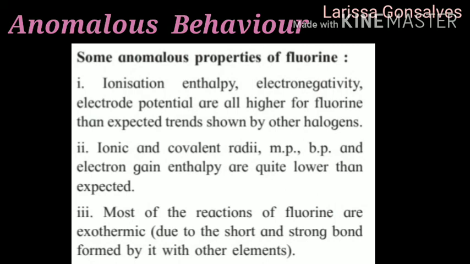Now, most of the reactions of fluorine are exothermic, which means heat is given out. And what is the reason for that? Because of the short and strong bonds formed by it with other elements. Fluorine forms a short bond, but it is a very strong bond. Shorter the bond, more energy is required to break the bond. Hence, fluorine forms short bonds with other elements. Since the bonds are short, they are difficult to break and more energy is required to break these bonds.